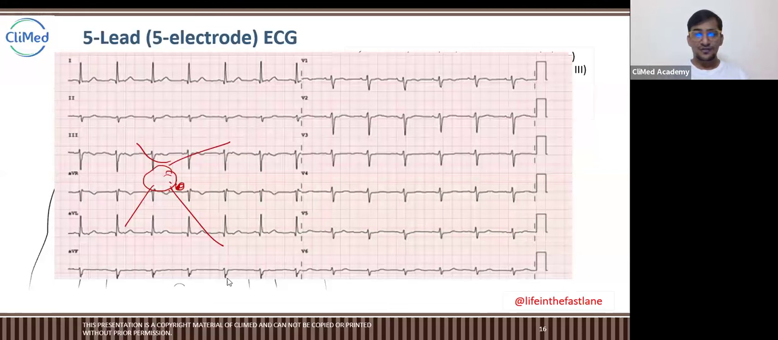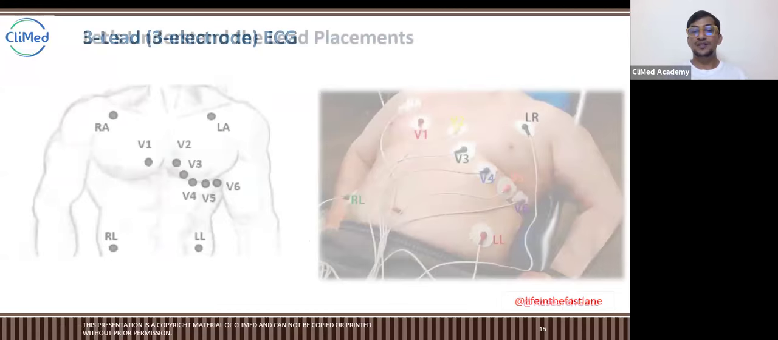Sir, in the case of differently abled persons with no limbs, where will the limb lead electrodes be placed? As I told you, Abhinesh, this is very simple, as I showed you clearly in this picture.